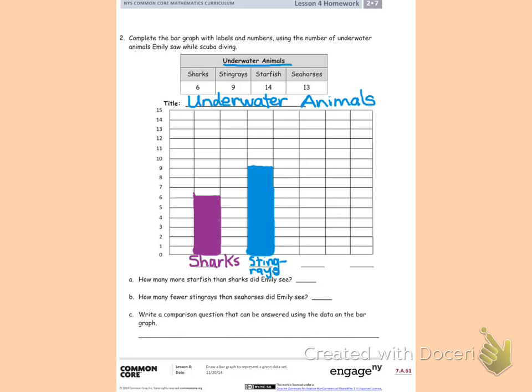The next type of animal that she saw while scuba diving is starfish. I will capitalize it. Since it doesn't fit on the line, I will divide it with a hyphen between star and fish. Then I see that she saw 14. I'll draw a line at 14, outline it, and then shade.